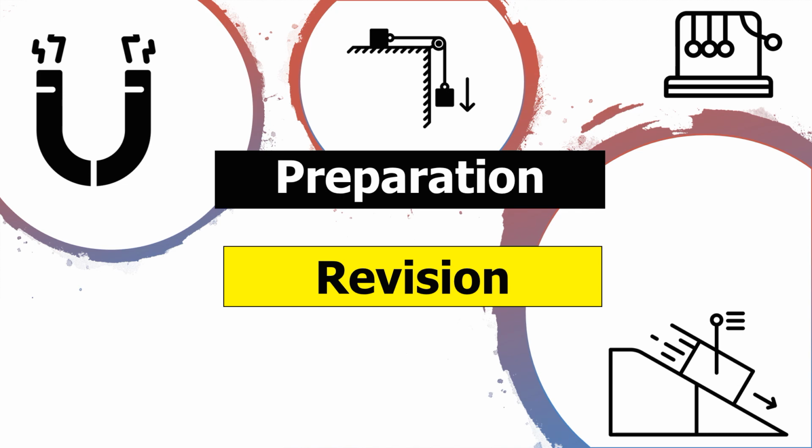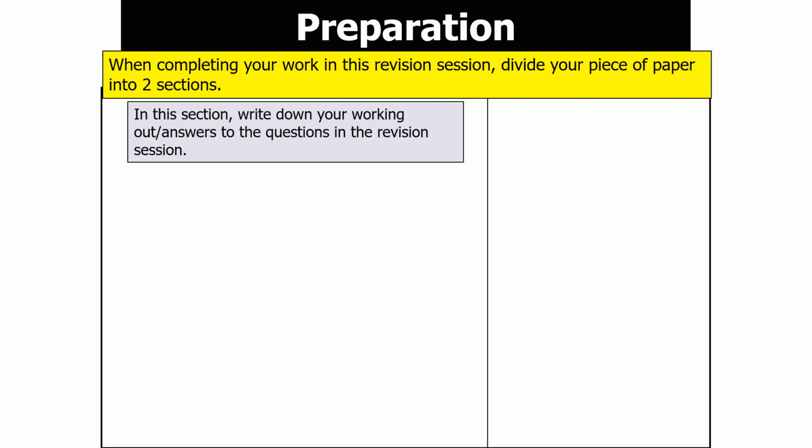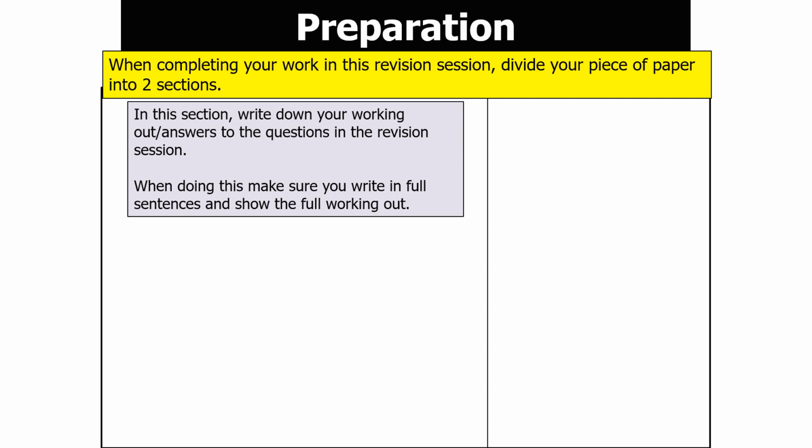When you complete your work in this revision session, divide your piece of paper into two sections. Make the section on the left hand side larger than the right hand side. In the left hand side section, write down any working out or answers to the questions in the revision session. Make sure you write in full sentences and show your full working out.